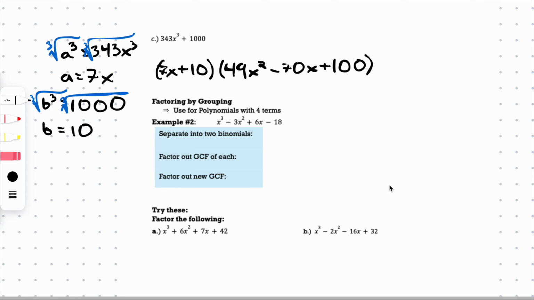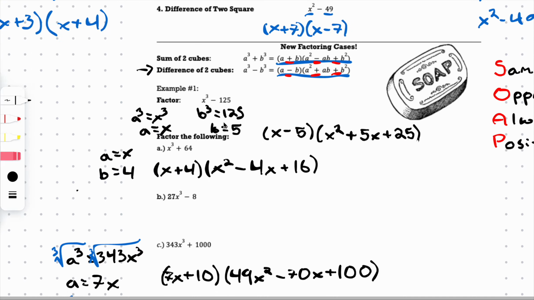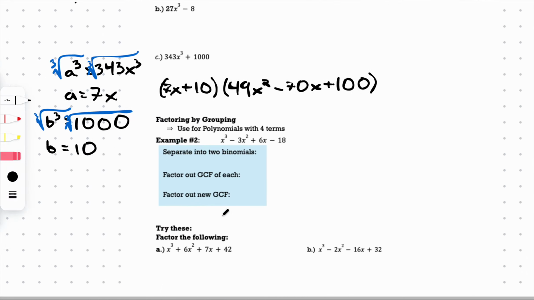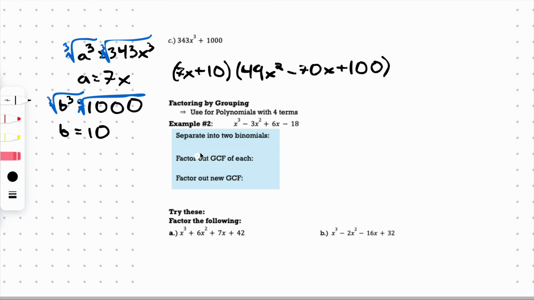Okay, so another strategy is factoring by grouping. This is actually similar to the strategy I used up here, except we can use that same strategy or something similar, the second half of it, with polynomials of higher degree. So for example, here what we want to do is first separate this into two binomials. So we have x to the third minus 3x squared plus 6x minus 18. This might be helpful to write out here.